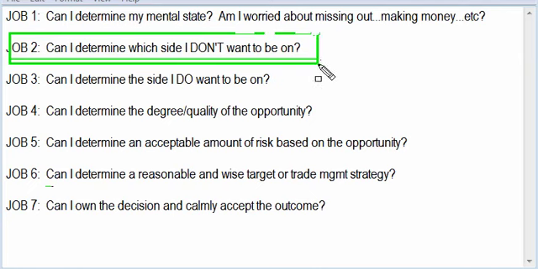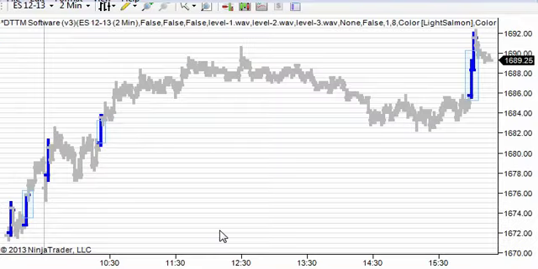Can I determine which side I don't want to be on? And again, the way that I do that is just use this roadmap idea, and this is clearly telling me that short-term structure-wise, bulls are in control of this market. I don't want to be on the short side today, just with these level 3 bars on high velocity moves. Let's look at another market.